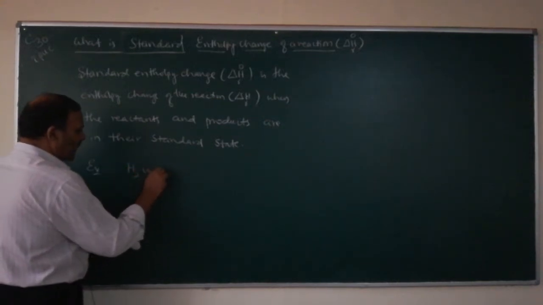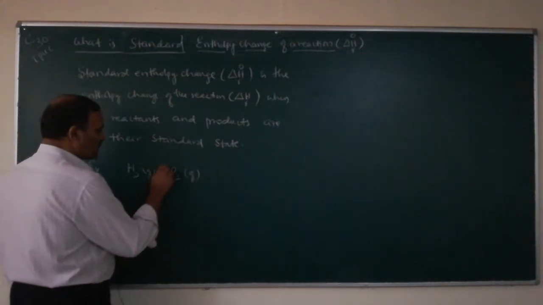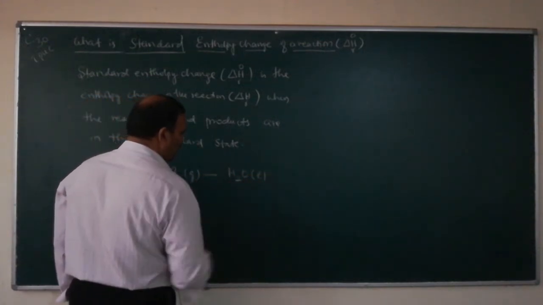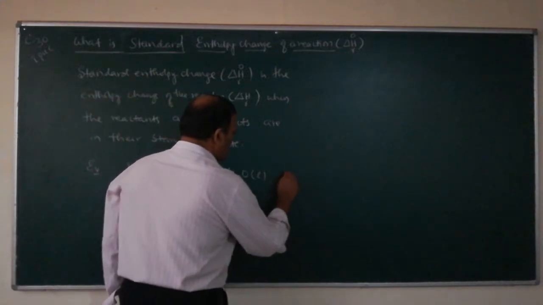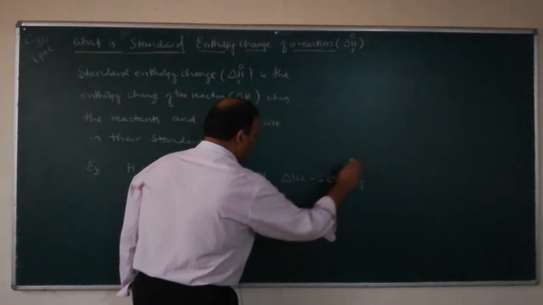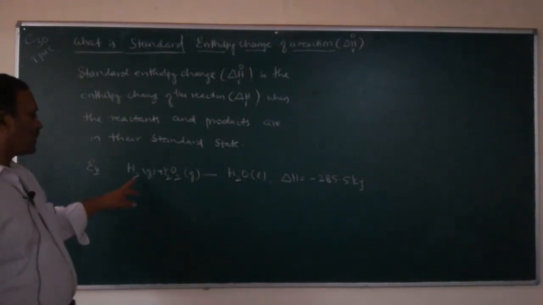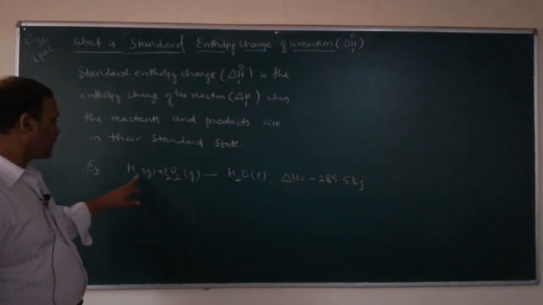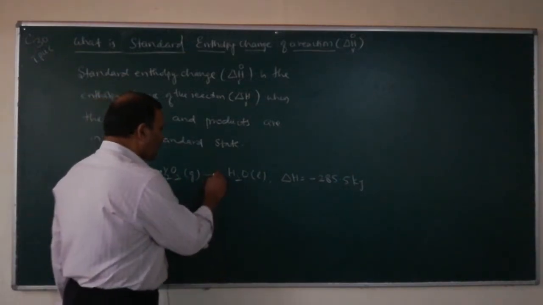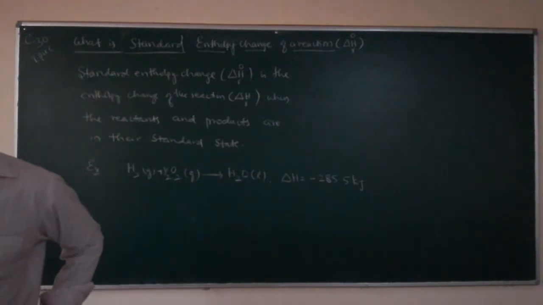Example, H2(g) plus half O2(g) gives H2O(l). So delta H equals minus 285.5 kilojoules. So when 1 mole of gaseous hydrogen reacts with half mole of gaseous oxygen to give 1 mole of water, what is the amount of heat liberated?